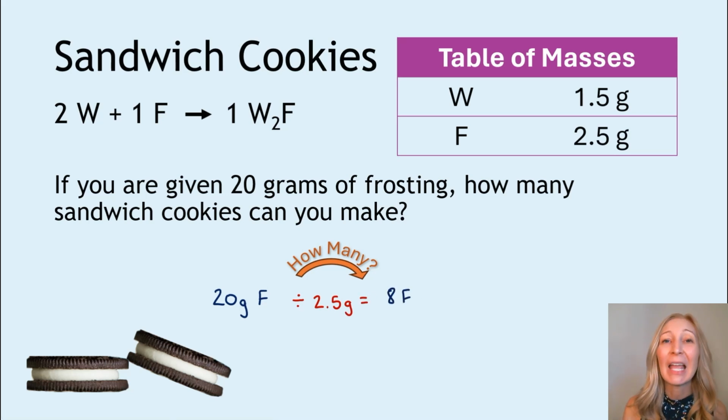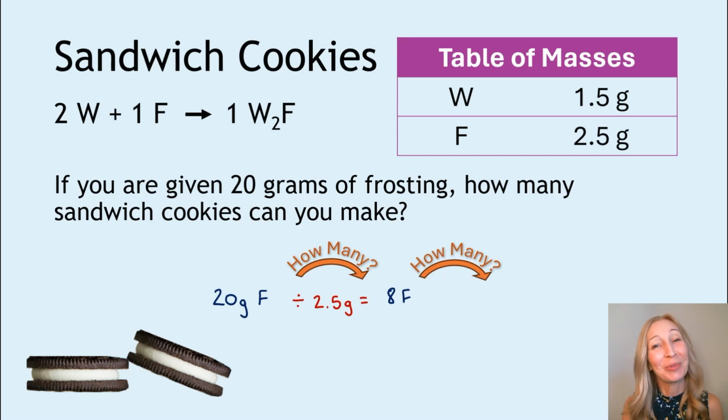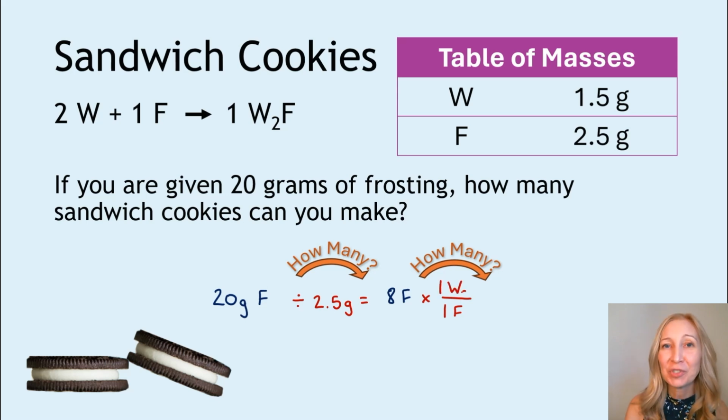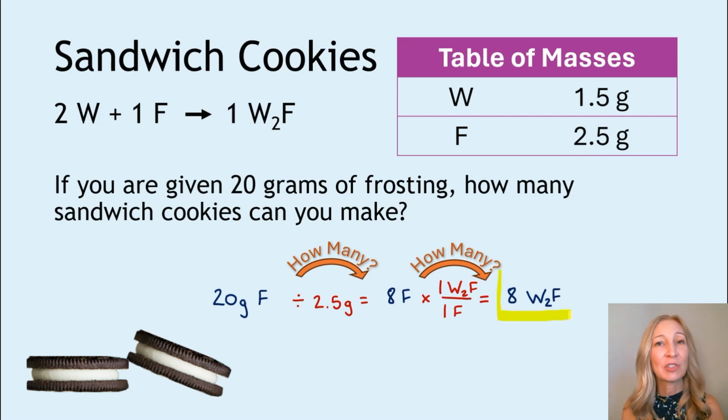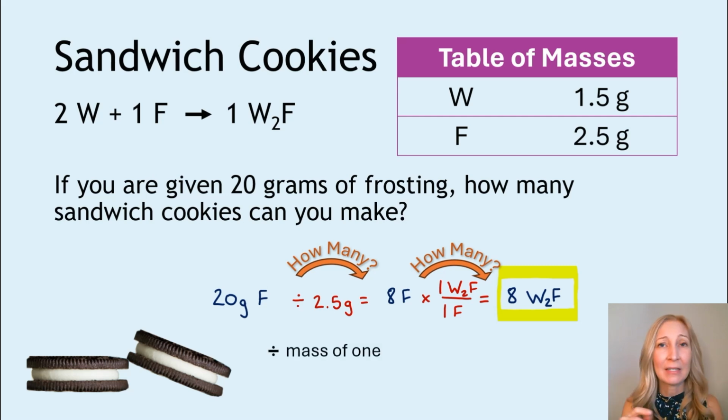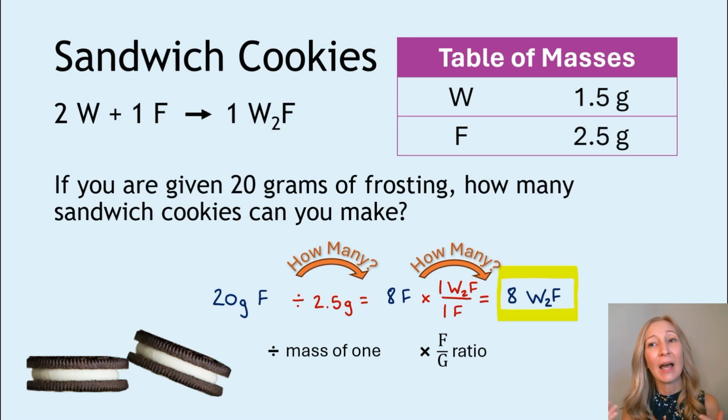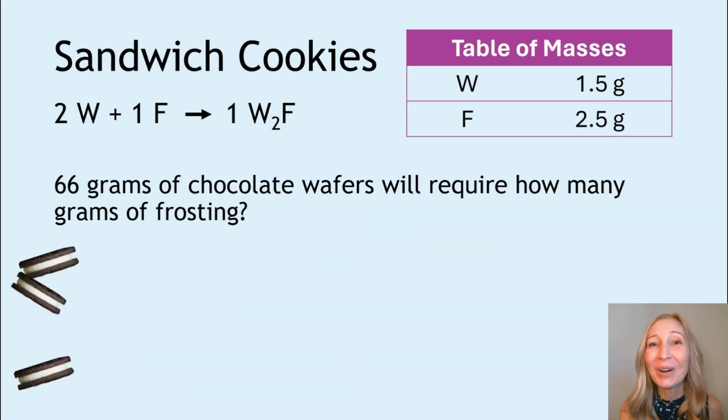We have 8 frostings. Once we know the number of frostings, we can go back to what we love doing and use the equation to figure out how many sandwich cookies we can make. We have 8 frostings. We can make 8 sandwich cookies. This is because the ratio of sandwich cookies to frostings is 1 to 1. If we're ever in a pinch, we can rely on that procedure to make sure we are consistent with our calculations. So let's try a problem that's more challenging.